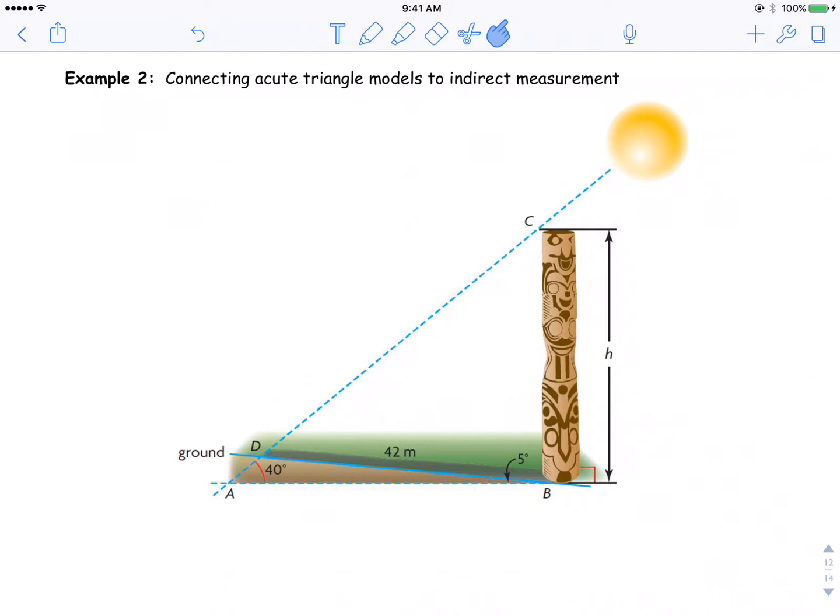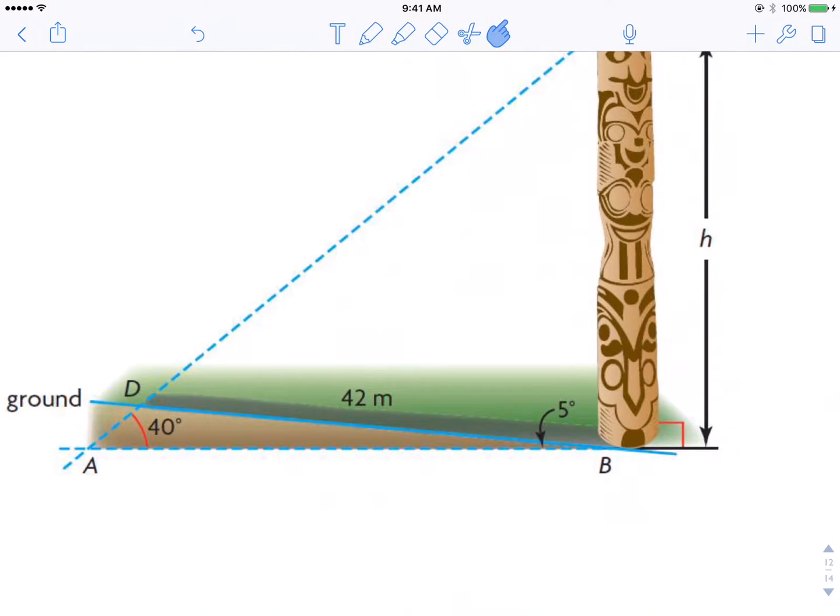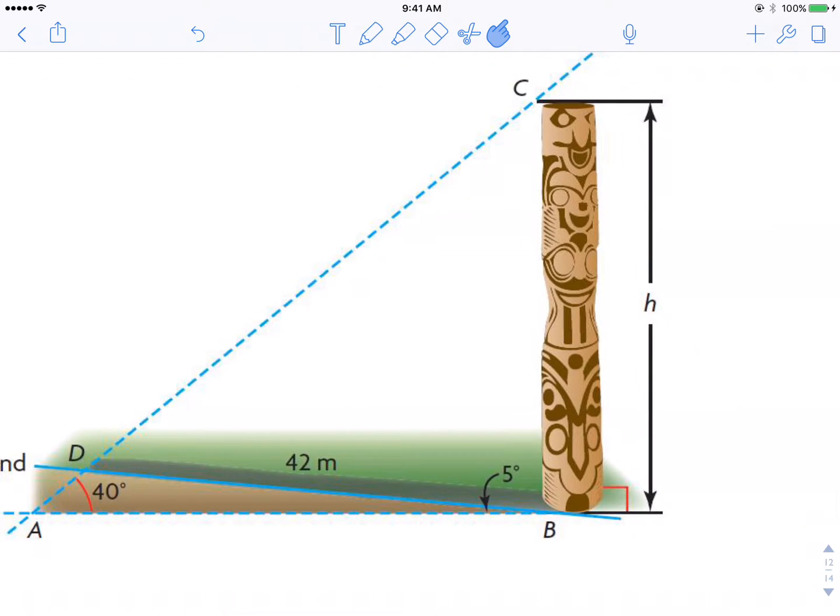Example 2, section 3.4. Basically all we're given is this diagram of what looks like a totem pole and some angles being measured, distances being measured, and we need to calculate the height of the pole based on the length of the shadow of the totem pole. So here we've got this diagram, and if we look at this, let's try and figure out any other information that we can fill in.